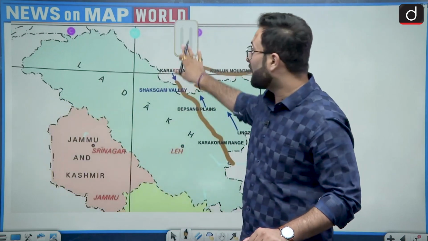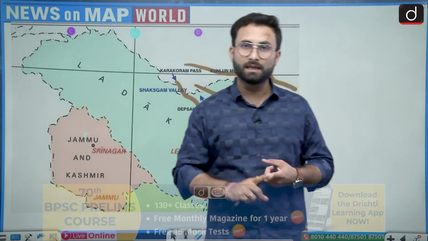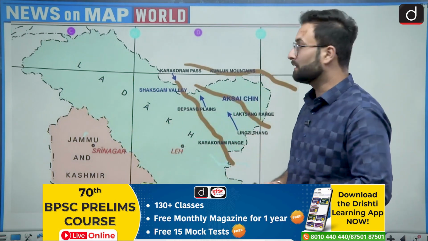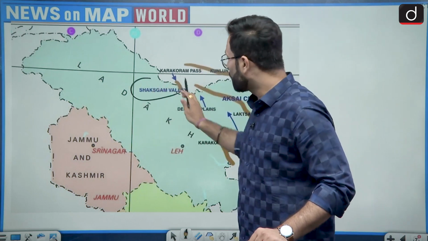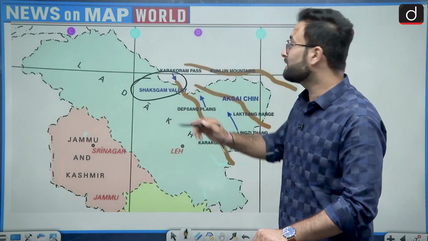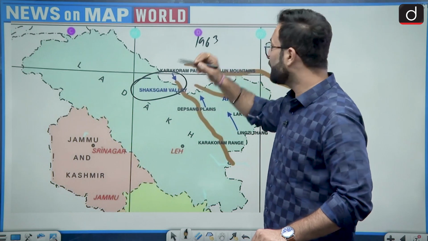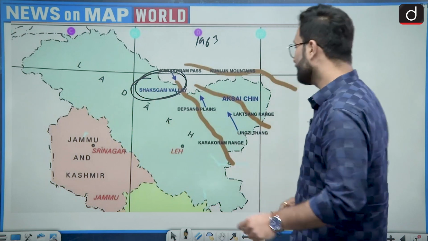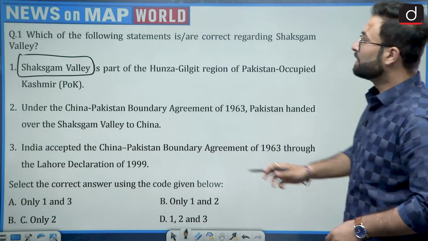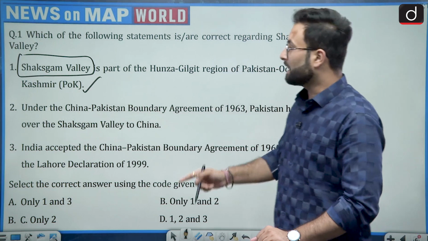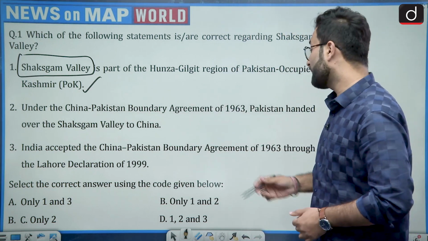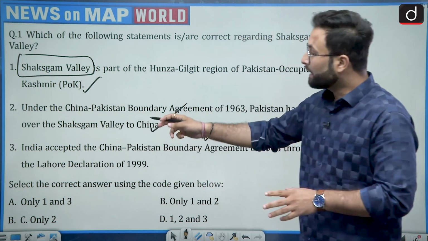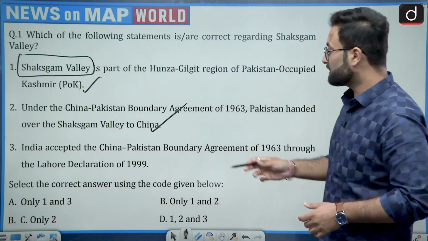Now remember that this part has been occupied by Pakistan illegally, so obviously this is India's part, but it has been occupied by them illegally. Having occupied this particular part, afterwards in 1963 they made an agreement with China and this part was given to China. Now coming back to the statements, yes, statement 1 is true. Second, under the China-Pakistan boundary agreement of 1963, Pakistan handed over the Shaksgam Valley to China. This is also correct. Third, India accepted the China-Pakistan boundary agreement.